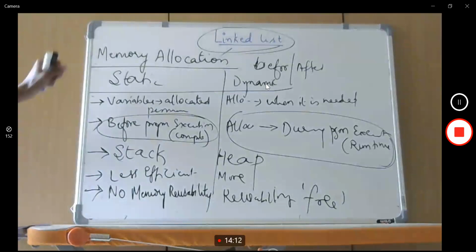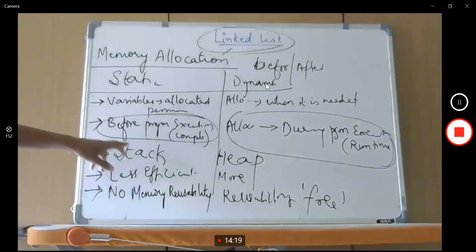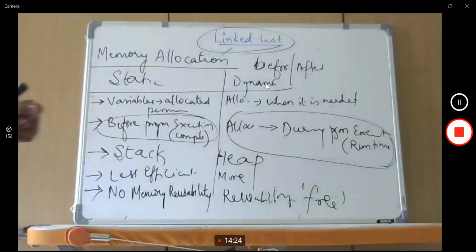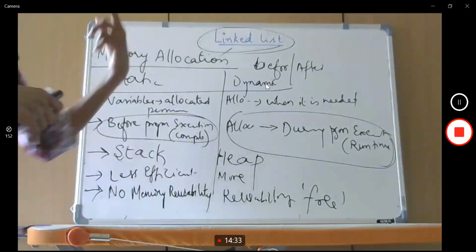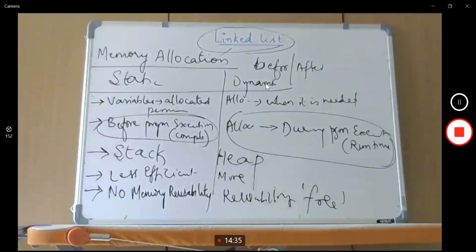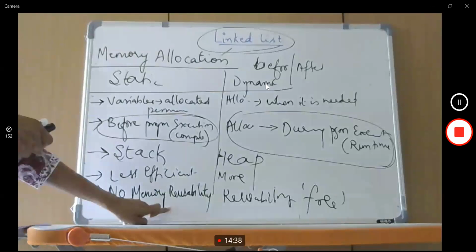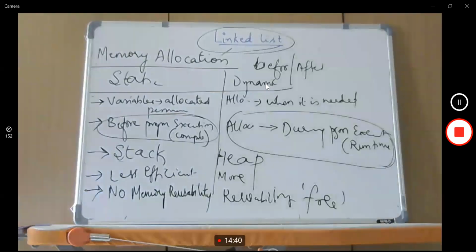Then, how do you implement static memory allocation? Static memory allocation is implemented using a data structure called stack. Whereas dynamic memory allocation is implemented using a data structure called heap. Static memory allocation is less efficient, whereas it is more efficient in case of dynamic memory allocation. Then one important difference again is that there is no memory reusability.